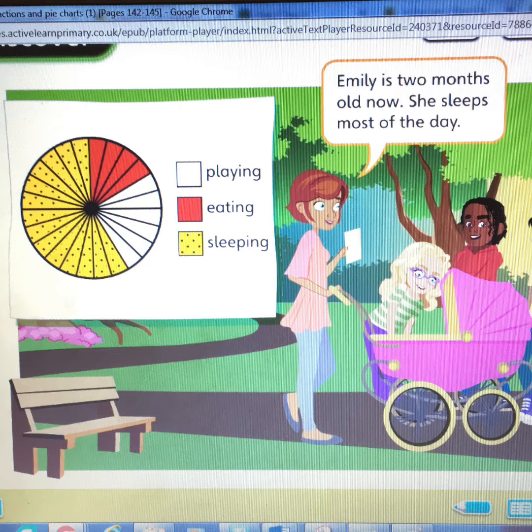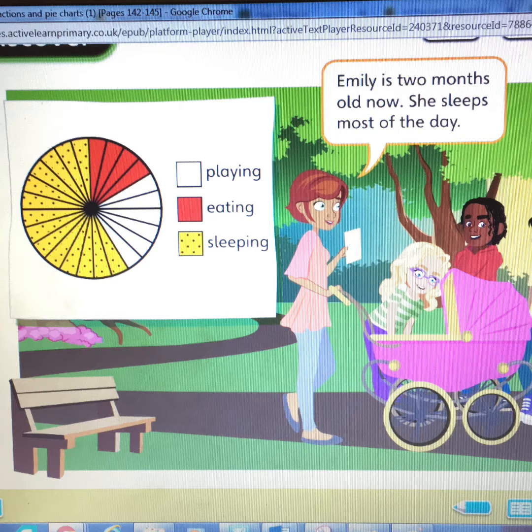Okay, think about what the mum's saying. The mum is saying that this pie chart is about Emily's day and how long she sleeps for, plays for and eats for. So how many segments are there and why do you think that? And then what is each segment worth? Well, if you count them, there are 24 segments. Why are there 24 segments? Well, there's 24 hours in a day. So what is each segment worth? Each segment is then worth 1 hour.